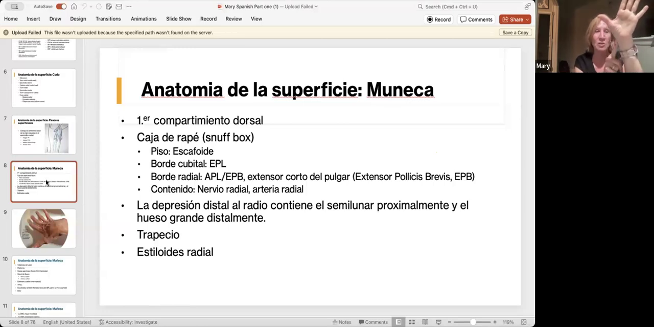And then there's the radial styloid. You know, the distal radius looks like this, and that's the radial styloid. So it's right here. If you're touching the radial styloid, when you do radial-ulnar deviation, your finger will stay in the same place. And if you're out on the trapezium, then your finger will move. So that's how you know when you're on it.